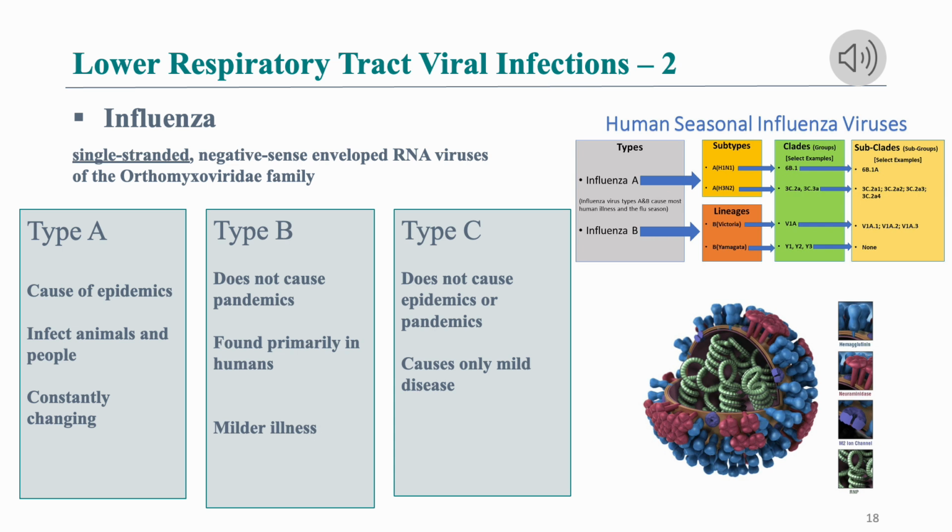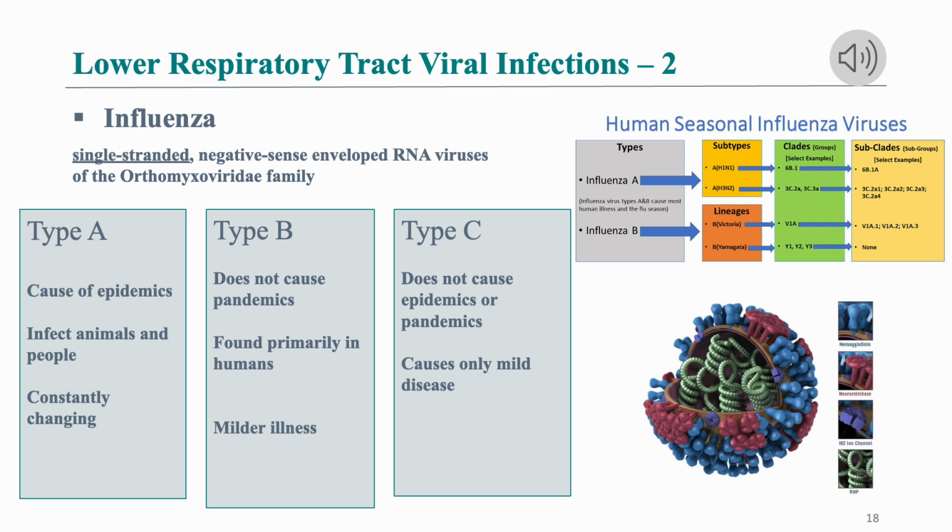So all of these types are based on antigenic determinants. Starting with type A, it is the cause of epidemics. It can infect animals and people, and it is constantly changing, which is why there are different flu vaccines every year.